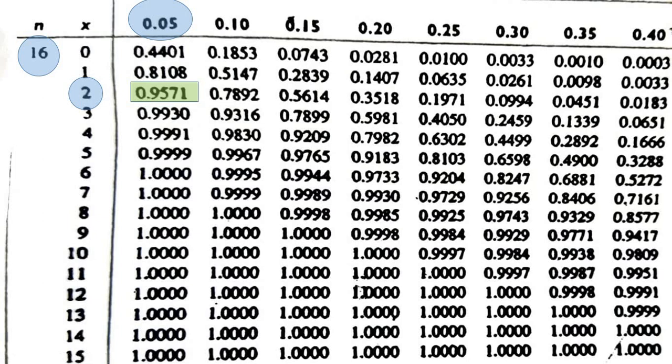Once you get to X, then locate the probability which is written in the first row. So here P is 0.05. Now find the intersected value of 2 and 0.05, which is 0.9571. This is our required probability.